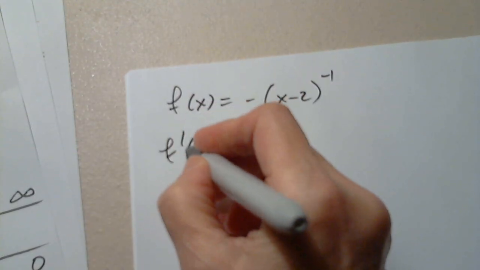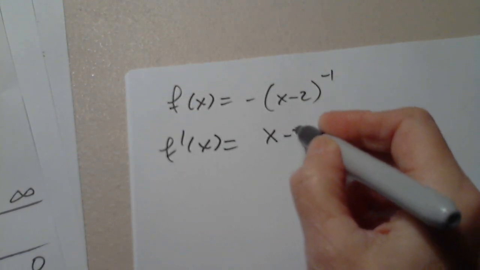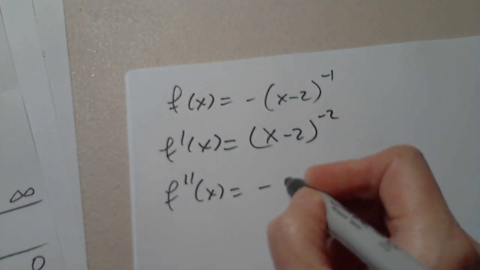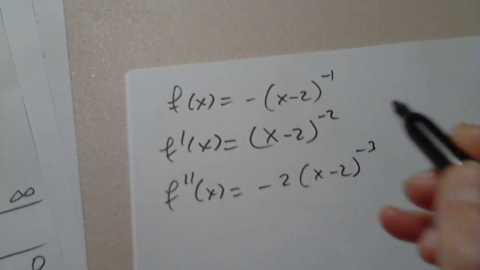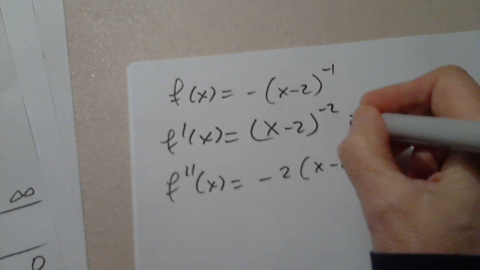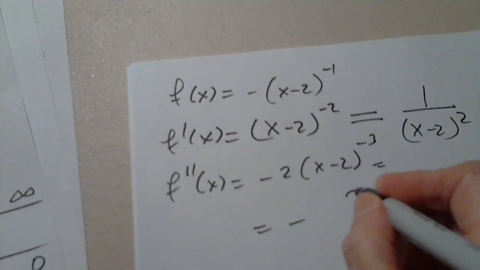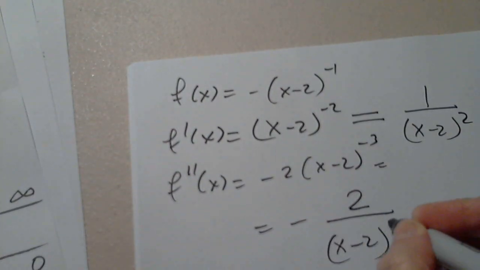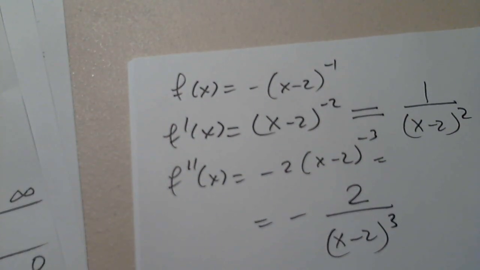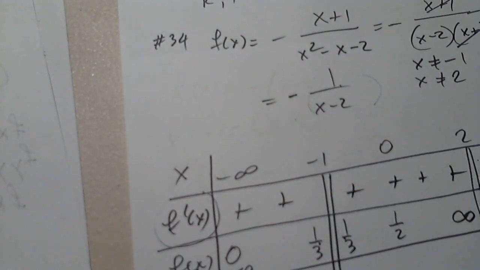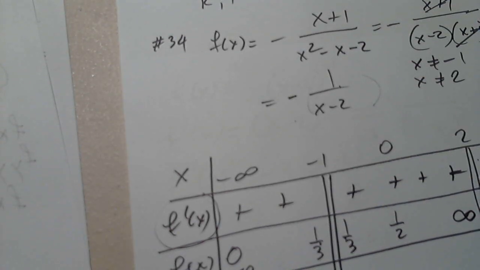So now the first derivative will be x minus 2 to the -2, and the second derivative will be -2 times x minus 2 to the -3. Yes, I want to see this, that is 1 over x minus 2 squared, and I want to see this, that is -2 over x minus 2 to the third. I see that the first derivative is never 0, but it's also always positive. So then I have all the signs for the first derivative, everything is positive.